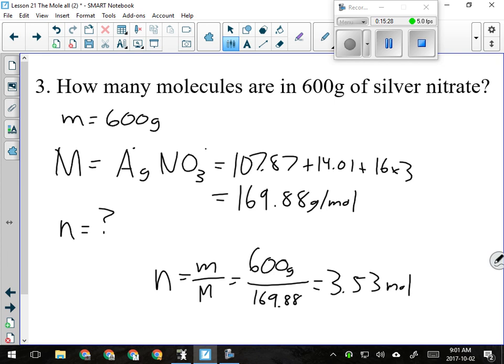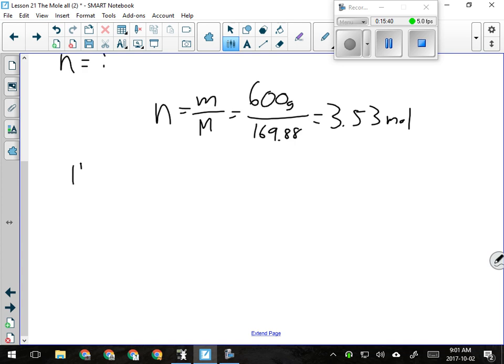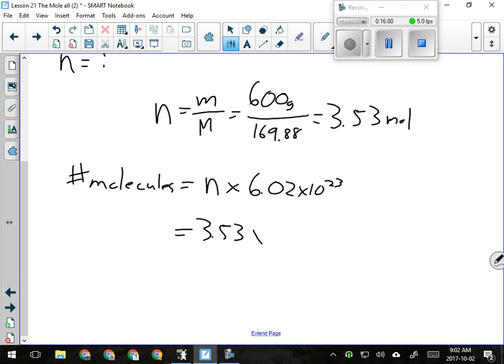Okay. What do I need to do next? Because this question didn't want the number of moles, it wanted the number of molecules. Right. I'm going to take this number of moles. So I'm going to say number of molecules, and that's not hashtag molecules, we already talked about that. Number of molecules equals the number of moles times Avogadro's number. So we're going to take our 3.53 and multiply it by 6.02 times 10 to the 23. Now you're probably thinking to yourself, how do I put that in my calculator? Here's how.